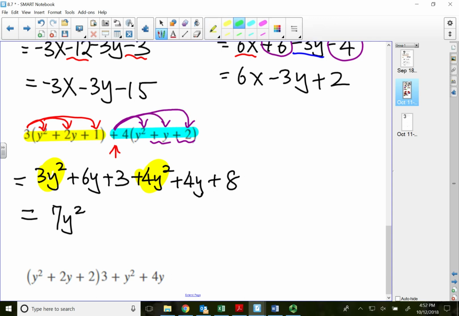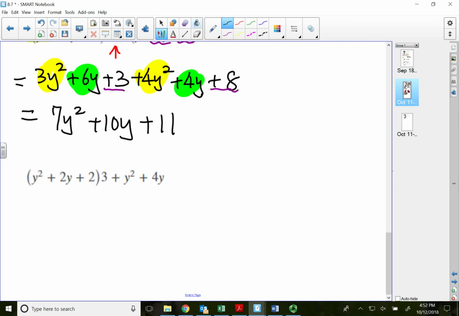All right, combine like terms, y to the first power go next. 6y plus 4 more y, positive 10y. And at last, 3 plus 8, positive 11. Okay, that's all it is.